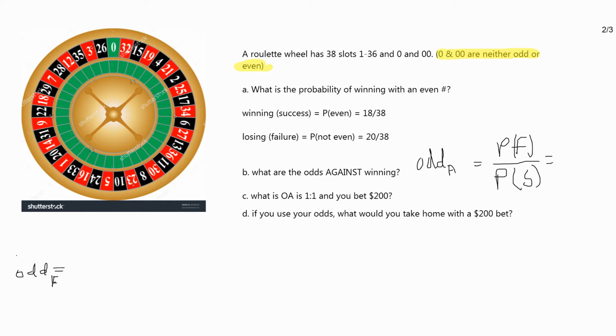Odds in favor is the probability of success over the probability of what? Failure. Now, in our case, what is the probability of failure? Yeah, what is that? 20 over what? Okay.